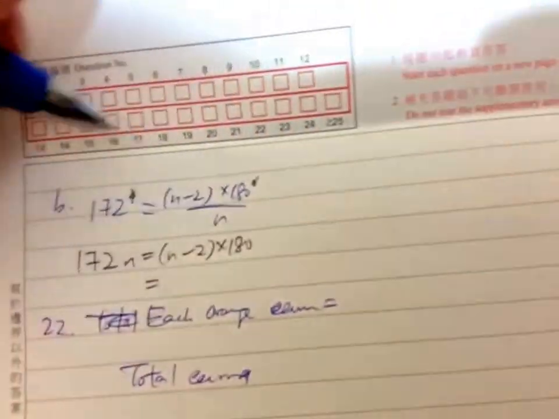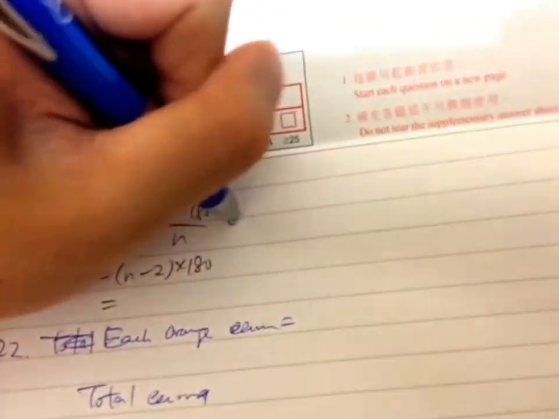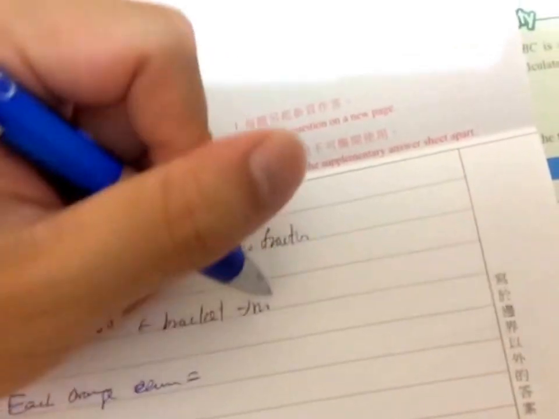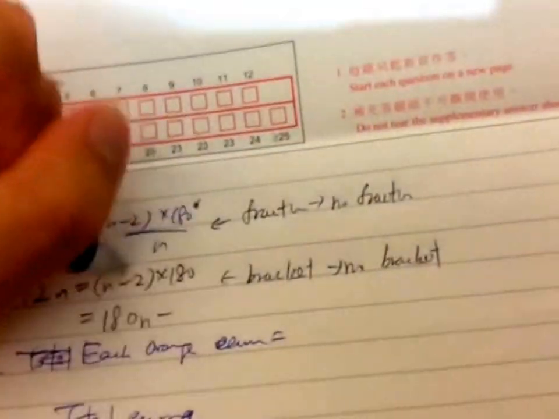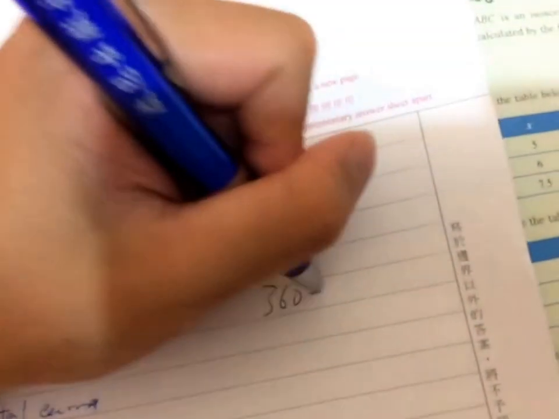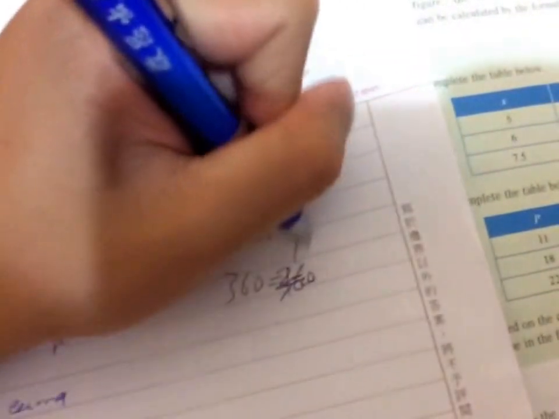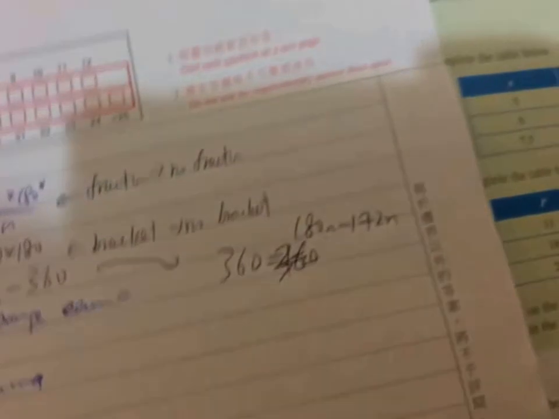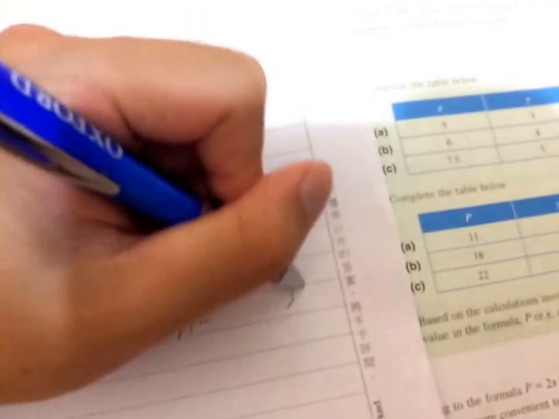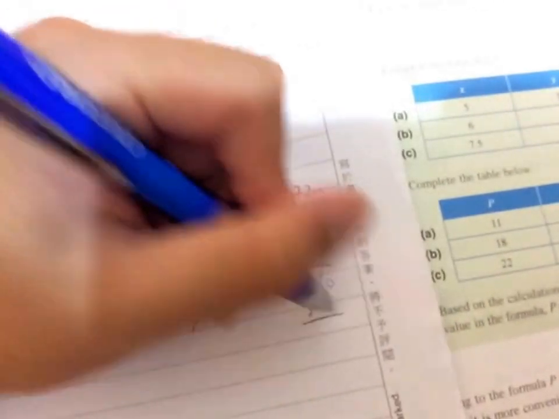So this is a bracket, then I should remove the bracket. So fraction, I will become no fraction. Bracket, I will become no bracket. So I multiply 180 here and multiply 180 here. So 172n equal to 180n minus 360. So I move 360 to left hand side. Right hand side will be 360 plus 180n minus 172n. That means it's 8n equal to 360. So n will be 360 over 8. So it is 45.